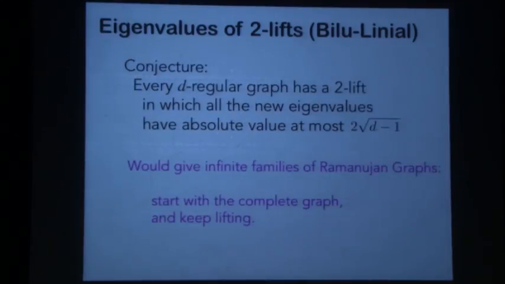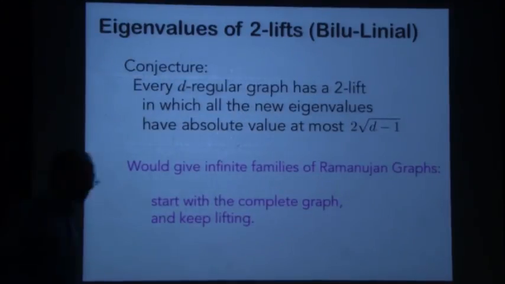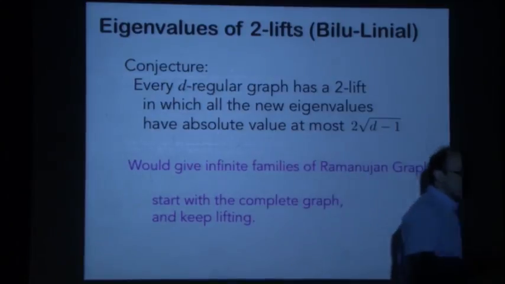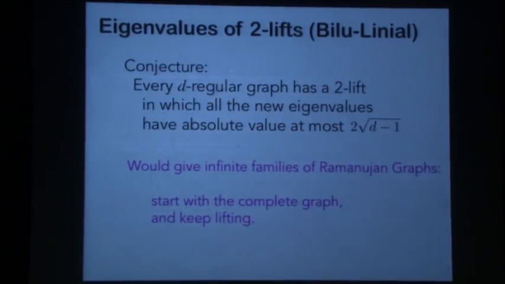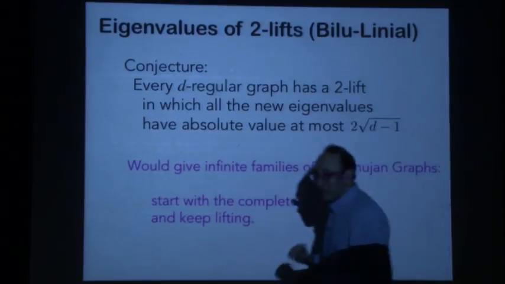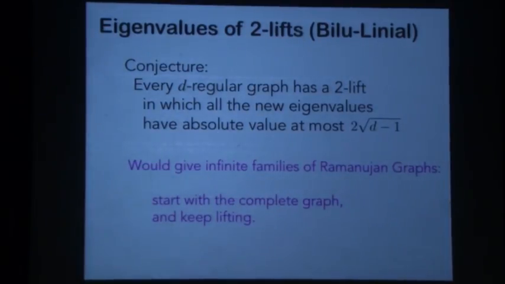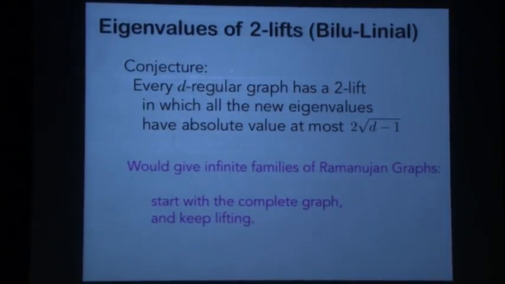But first, let me point out what they observed: this would give us infinite families of Ramanujan graphs of every degree. You would start with a Ramanujan graph, like the complete graph or the complete bipartite graph, all of whose eigenvalues satisfy the Alon-Boppana bound. Then they conjecture there exists a lift which doesn't introduce any eigenvalues that violate that. Now you've got twice as many vertices in the same degree. You keep iterating this procedure and get bigger and bigger graphs, all of the same degree, that satisfy the bound. And they'd be Ramanujan graphs. So this was their vision.